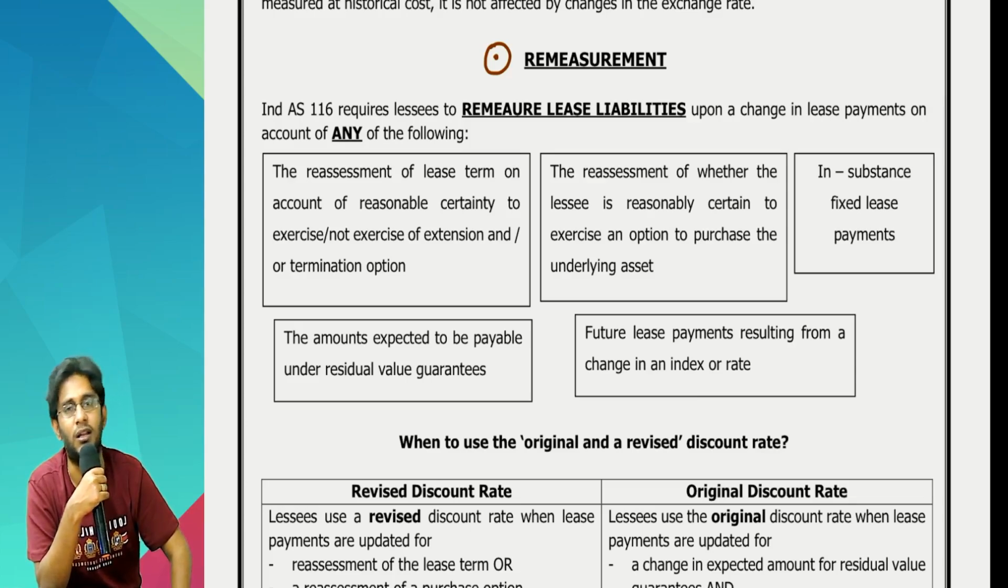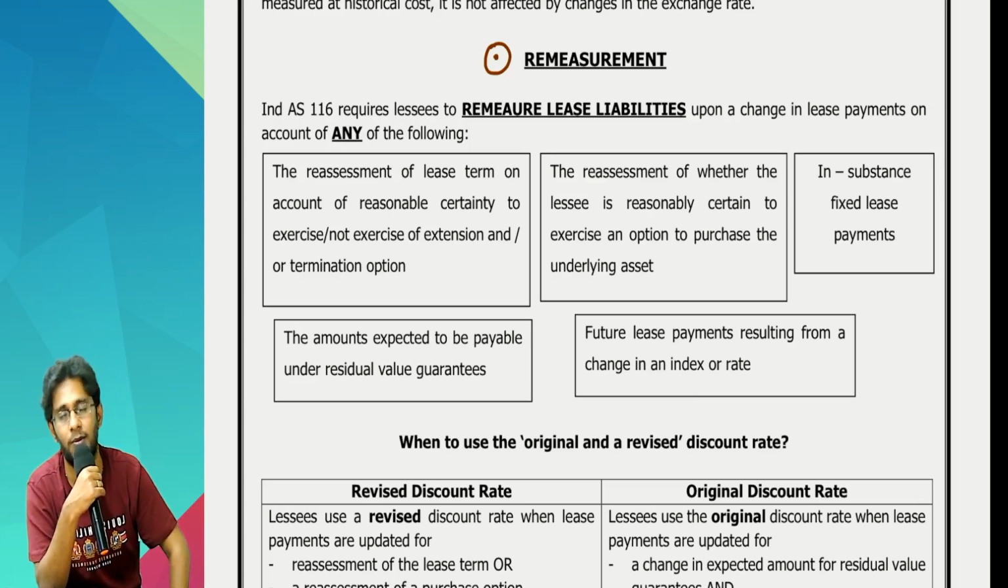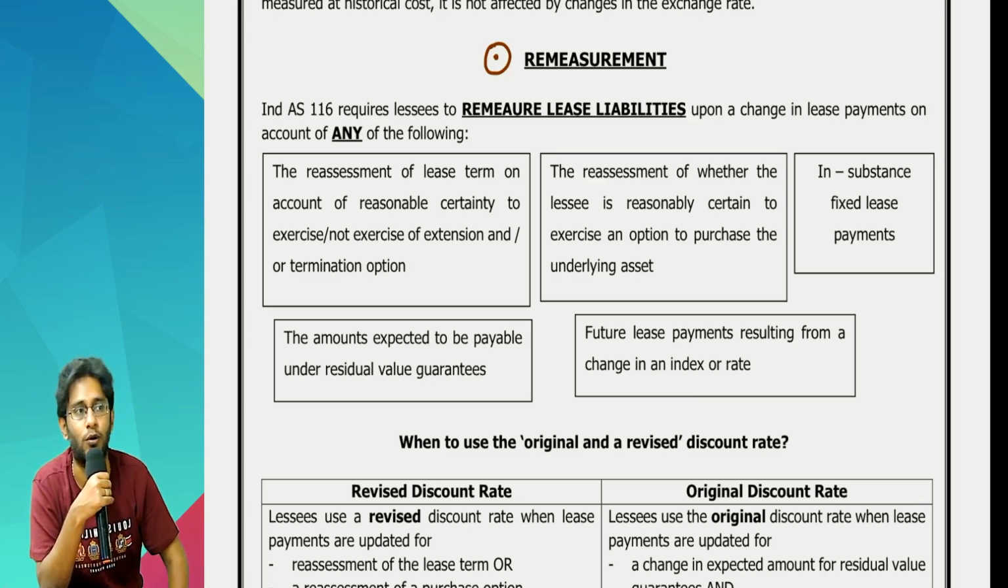Possible? Then the reverse is also possible. What is that? Reverse. First day I thought that I will extend and I considered the entire 8 years of lease payments under lease liability. But after 3 years I feel that I am not going to use the asset for more than 5 years. So now again you have to reassess.